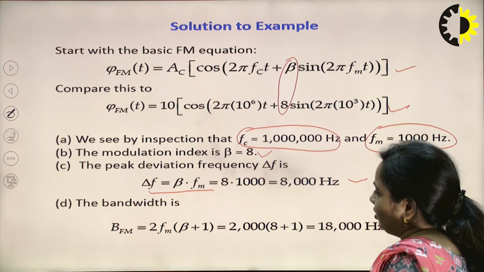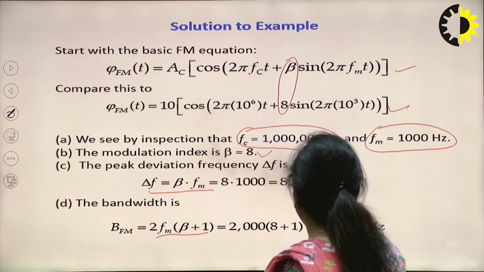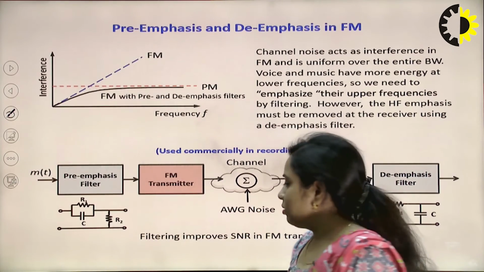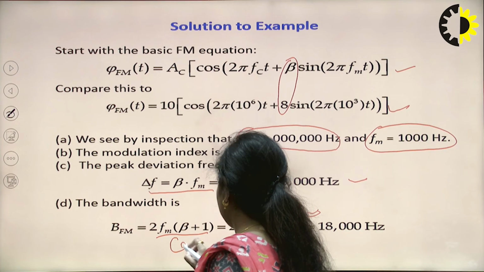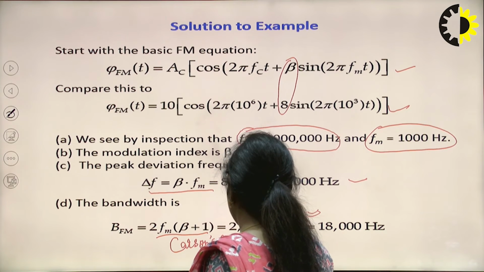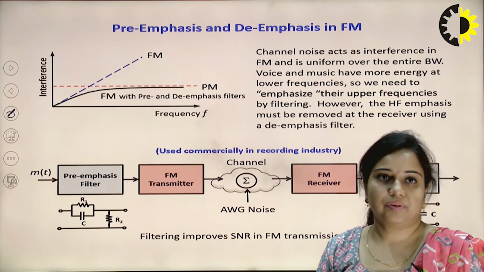The bandwidth of the signal is given by 2 fm into (beta plus 1). So that will be the case for bandwidth. That is being calculated using Carson's rule. So this is a very famous formula for how you are going to calculate the bandwidth of the FM signal.